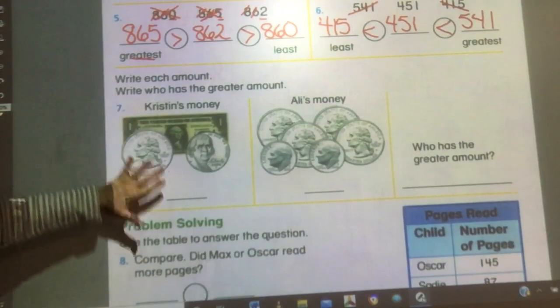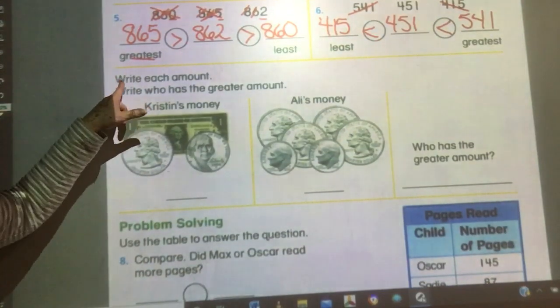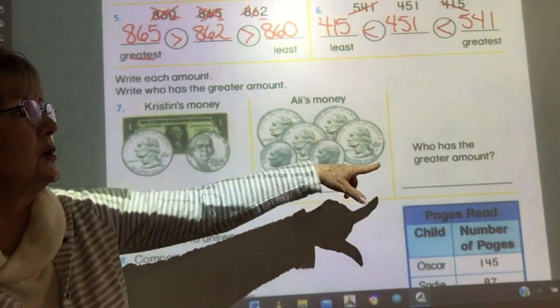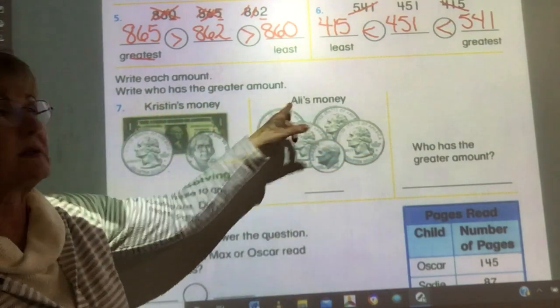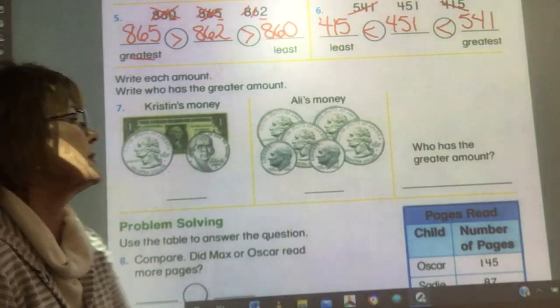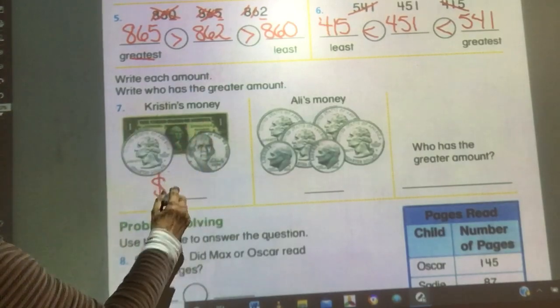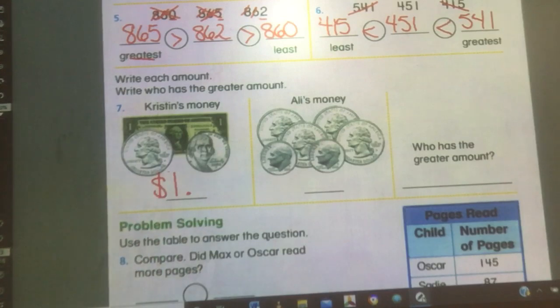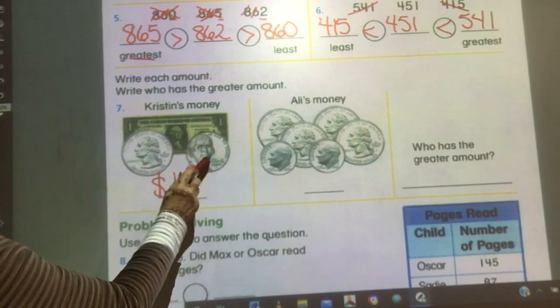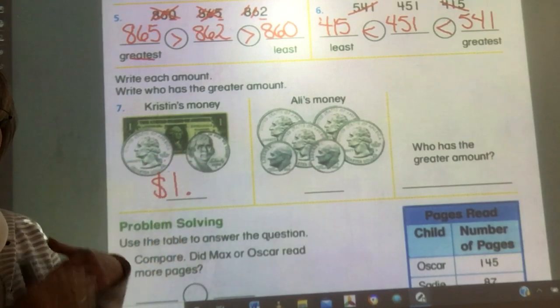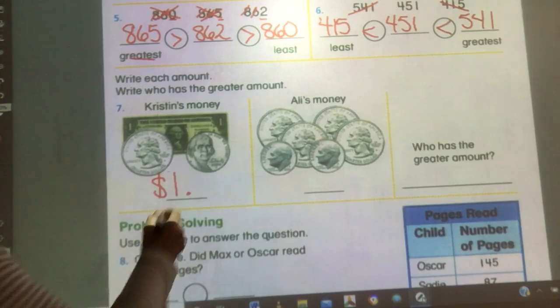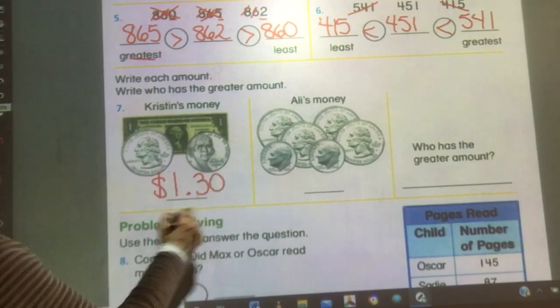All right, so we're looking at money. We're going to write each amount because they told us to, and we're going to write who has the greater. It'll be Kristen or Allie. So the money, let's make our dollar sign. We see we only have $1. Let's put our decimal point. We have 25 and 5. You're counting by 5s. 25, 30. Good, not 35. Do we need a cent sign?